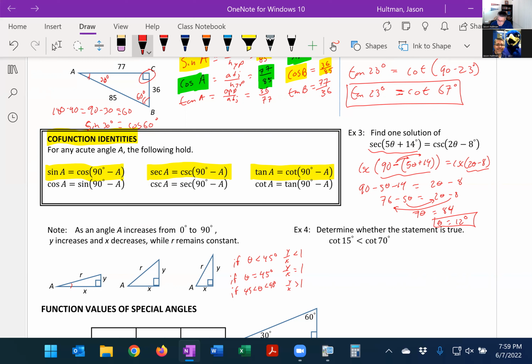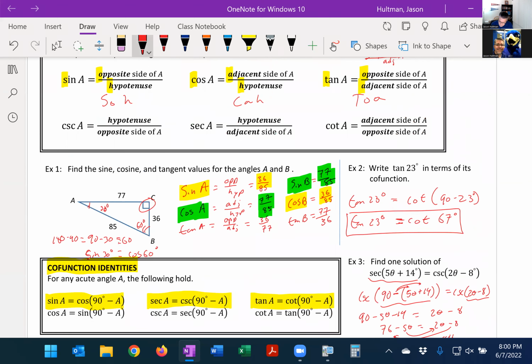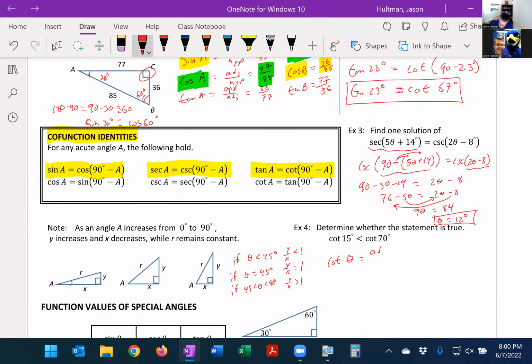To determine whether the statement is true: the cotangent of 15 degrees is less than the cotangent of 70 degrees. Well, what's cotangent again? Let's go back up here. Cotangent is adjacent over opposite.